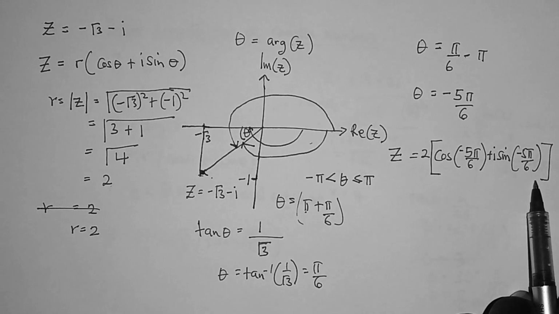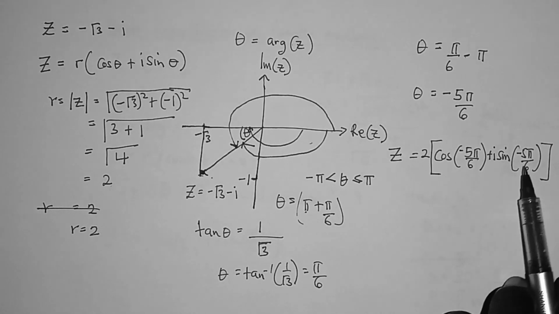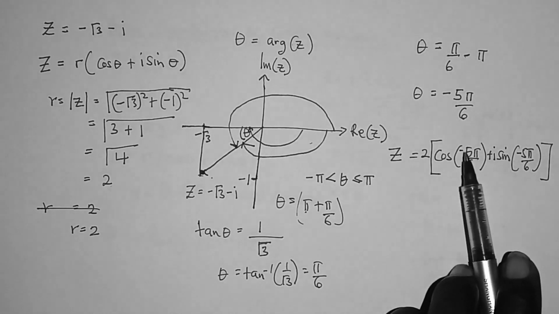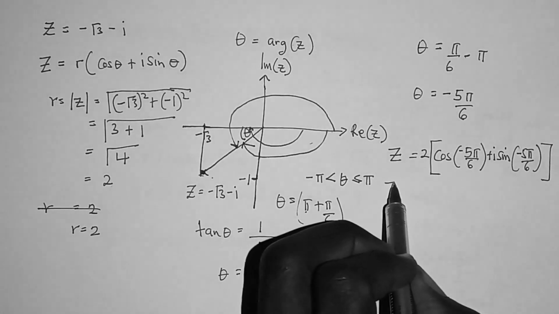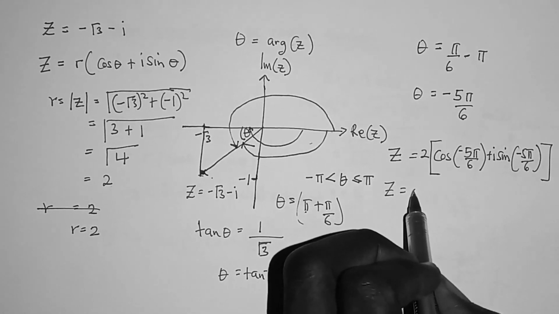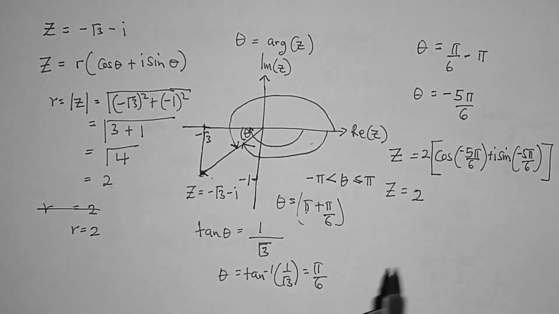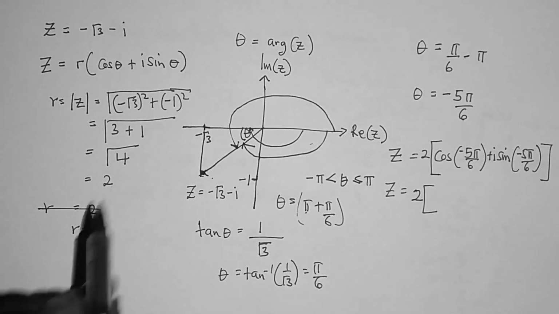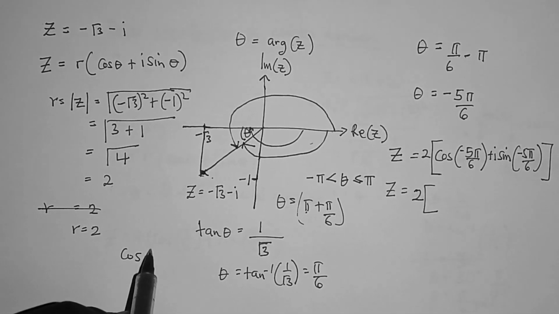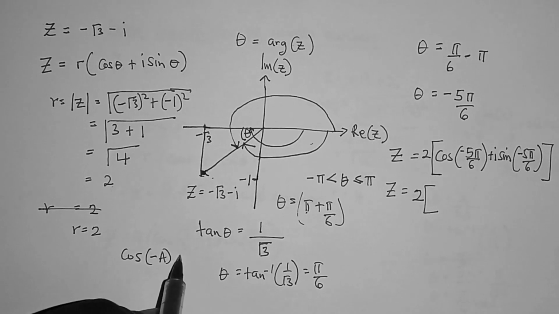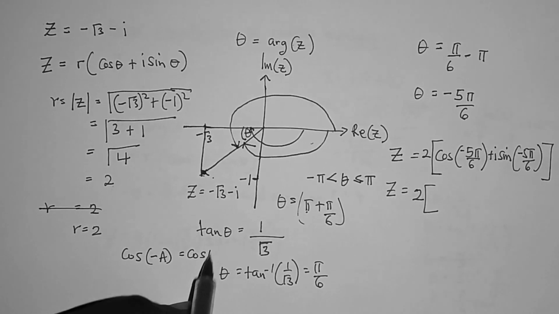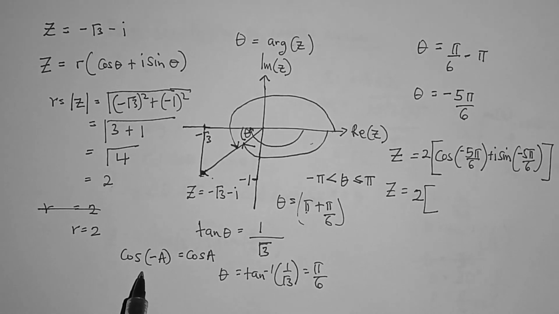Nonetheless, we are not done, because you can see that there's still further simplification we can do. So z is equal to 2 times... Now, let's consider this. Cos minus a is equal to cos a, because cos is an even function.